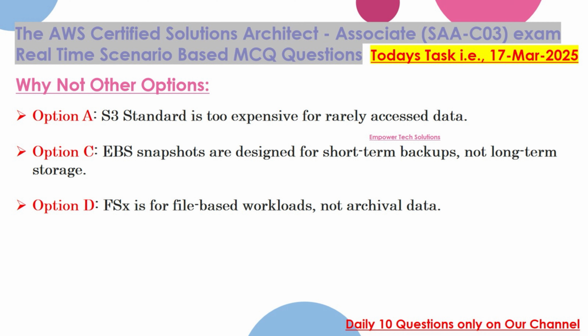Why not other options? Option A, S3 Standard is too expensive for rarely accessed data. Option C, EBS snapshots are designed for short-term backups, not long-term storage. Option D, FSx is for file-based workloads, not archival data.